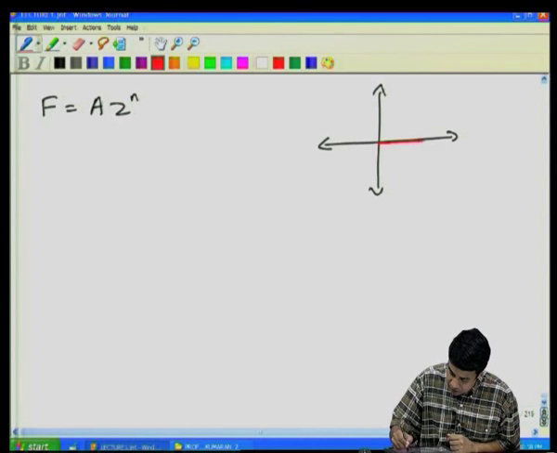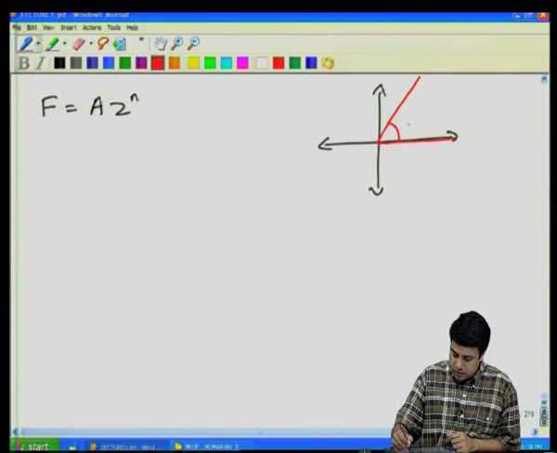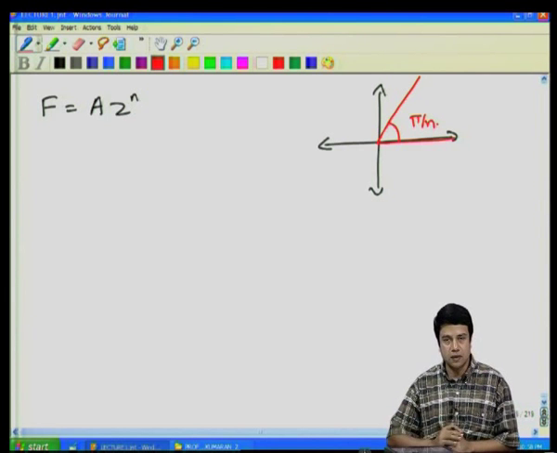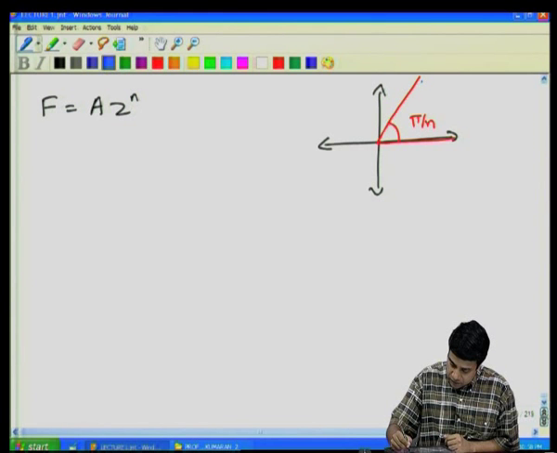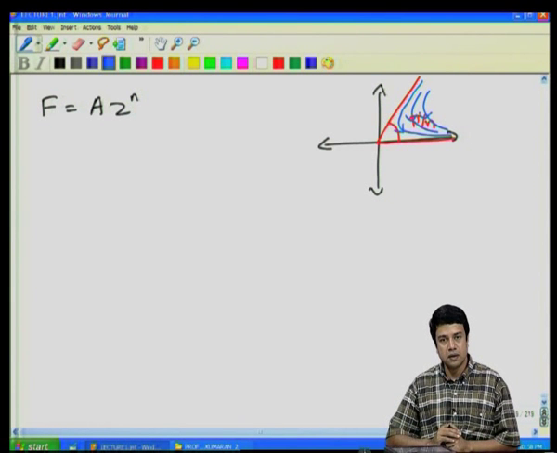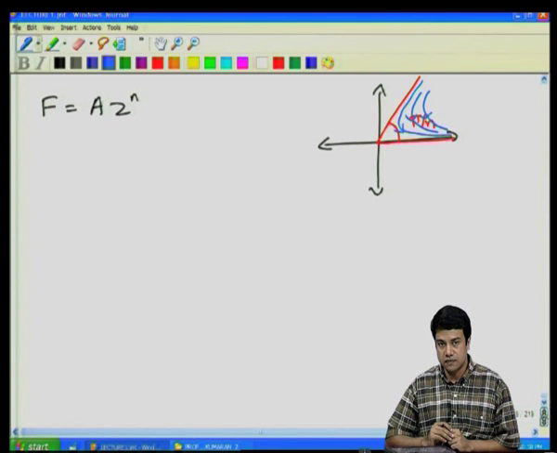And we saw that this potential corresponds to a velocity field within a domain, within a corner of angle pi by n. This velocity field within a corner of angle pi by n looks something like this, within this corner. So this is the solution for the velocity field for a function of the form a z power n. The fluid flow is a flow in a corner of angle pi by n.